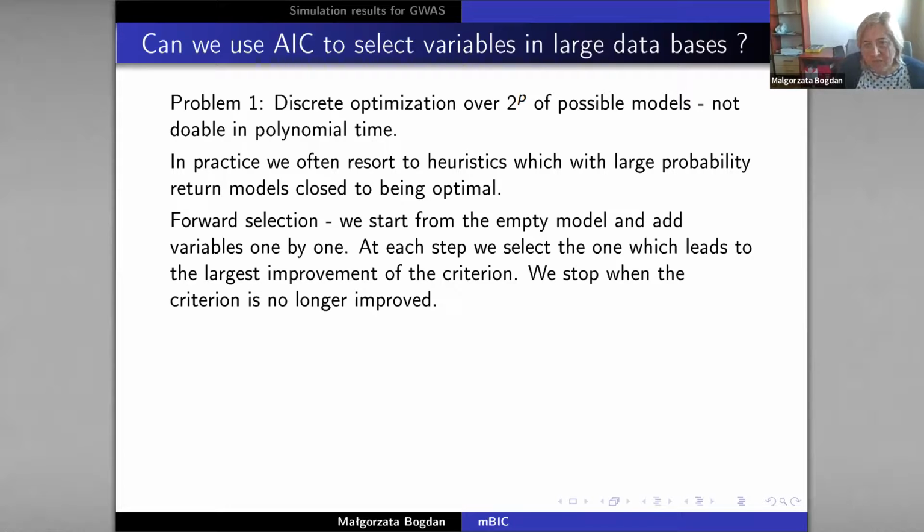Then you fix this variable and you look for the second one. Again, you look through the whole database and try to find the variable which, after you add it to the first one, again gives the smallest residual sum of squares. And then you try to add variable number 3. So in the first step, you have to fit p models. In the second step, you fit p minus 1, then p minus 2, and altogether you fit approximately p square over 2 models. And p square is already a number which we can handle, even when p is like a million.